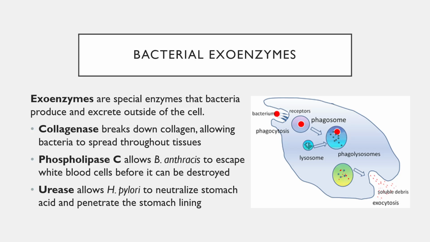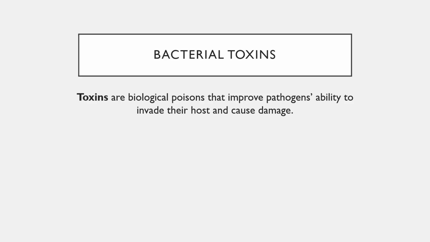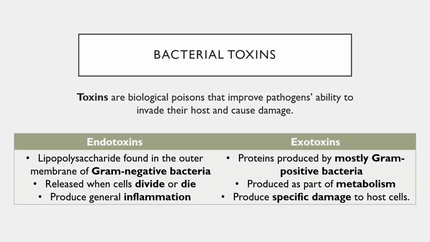In addition to exoenzymes, bacteria may produce toxins, which are defined as biological poisons that improve a pathogen's ability to invade the host and cause damage. Toxins are divided into two different subcategories. There are endotoxins and exotoxins.